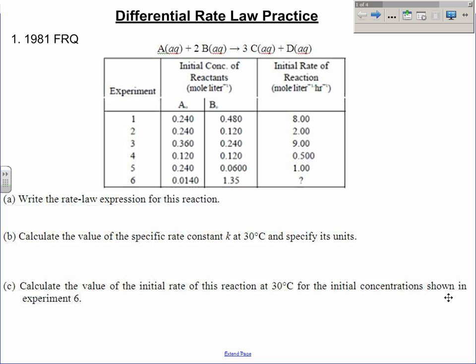So once you see concentration and rate data, that tells you right away it's going to be a differential rate law. And one of the things that you need to understand is if it's a differential rate law problem, you're always going to be finding two things. First, what is the rate law expression? And second, what is the value of K, the specific rate constant or rate constant?